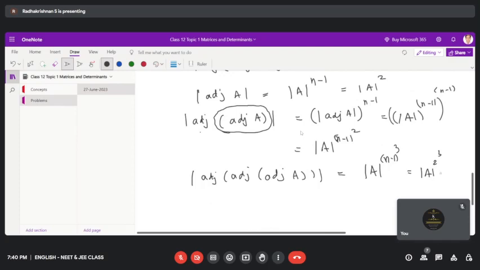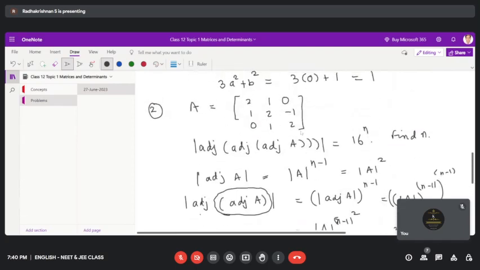So what is 2 cube? 2 cube is 8, right? So it's going to be whatever we want, that is going to be determinant of A to the power of 8. And now let's determine the value of determinant of A.